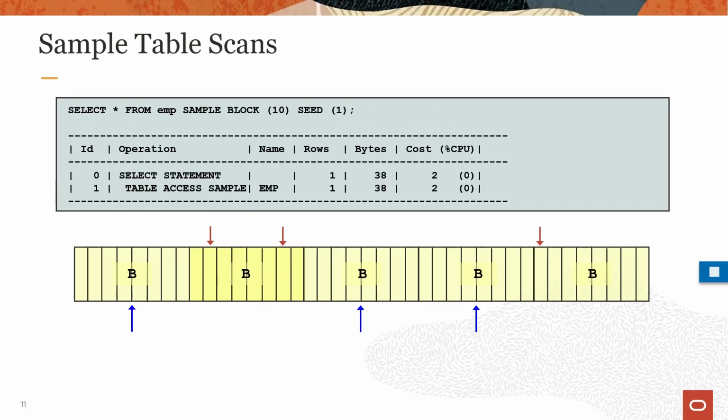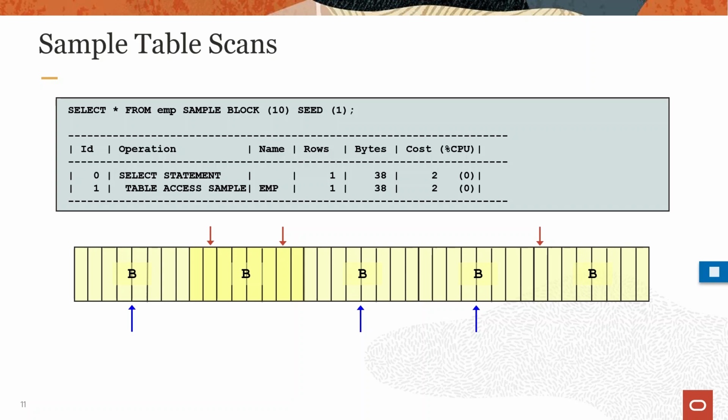A sample table scan retrieves a random sample of data from a simple table or a complex select statement. This access path is used whenever in the statement's from clause you include the sample clause or the sample block clause. Now, when you specify only the sample clause, the system will read a specified percentage of rows in the table and examines each of these rows to determine whether it satisfies the statement's where clause.